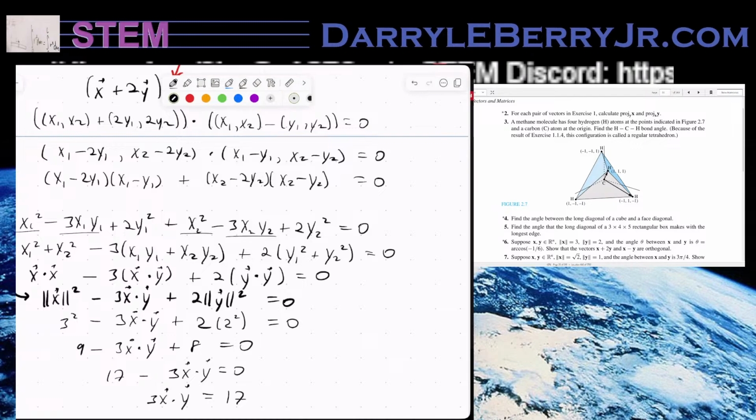So now we have x1 squared plus x2 squared, that's the magnitude of x squared, minus 3 times x1 y1 plus x2 y2, that looks good, plus 2 times y1 squared plus y2 squared. Oh, I see. Oh, no, that's all right. I thought I might have added an extra 2, but that looks fine.